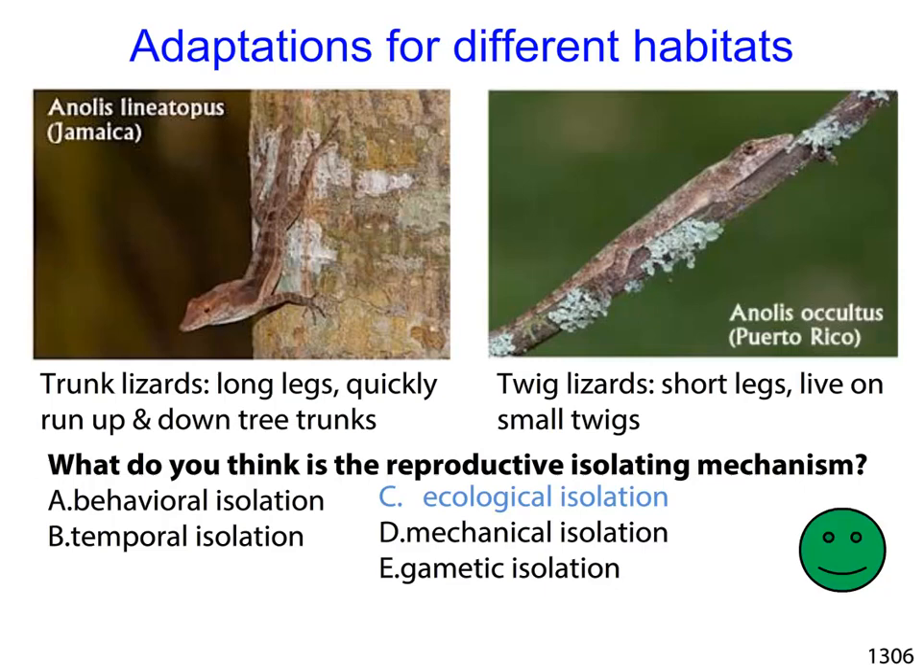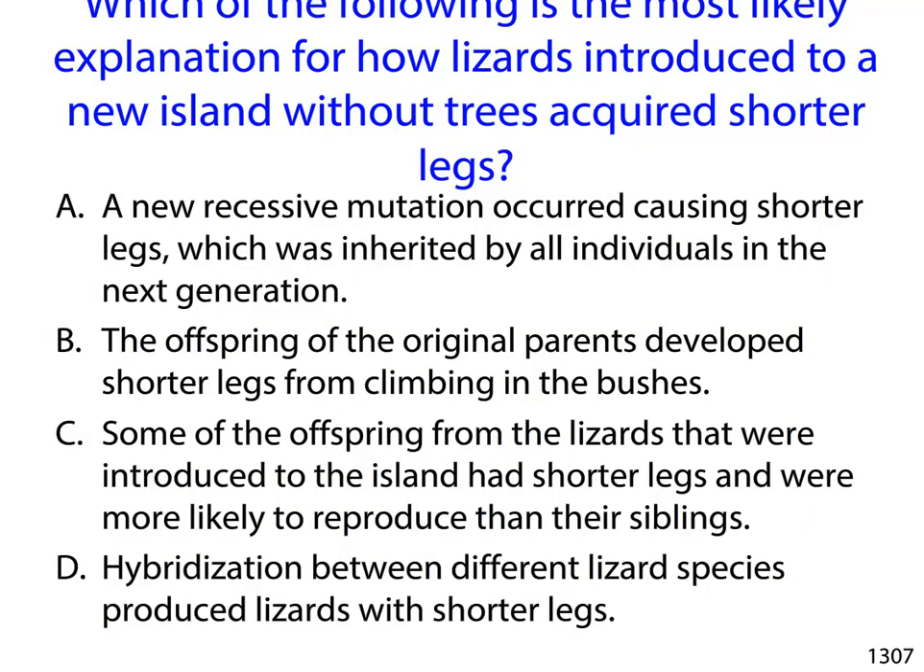Okay, so if all went well, you chose ecological isolation, and that should make sense because those that are on the trunk are going to stay on the trunk. Those that are on small twigs are going to stay on small twigs, and so they live in different ecological space. Therefore, that's what's going to isolate them from reproducing with other species. So again, teaching you how to think and read through multiple choice questions.